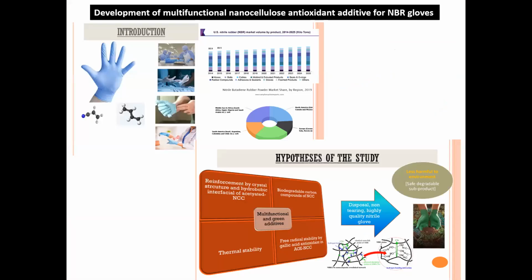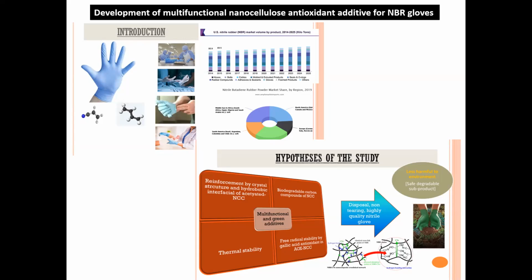So this is an example from our study, where we use nanocellulose that we have modified with antioxidants for the nitrile glove industry. Here we produce a multifunctional nanocellulose as a green additive. The reinforcement effect of this nanocellulose is expected from its crystal structure, the nano size, which induces a high surface area, and also the hydrophobic interface of the nanocellulose after modification with an acetyl compound, which produces acetyl nanocellulose. So these three factors will provide a good reinforcement agent for the glove materials.